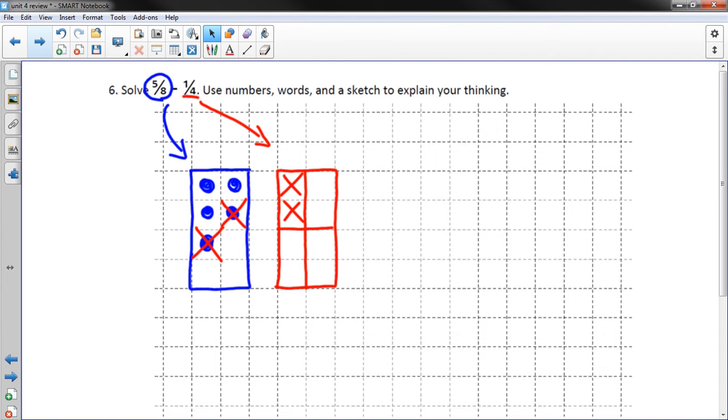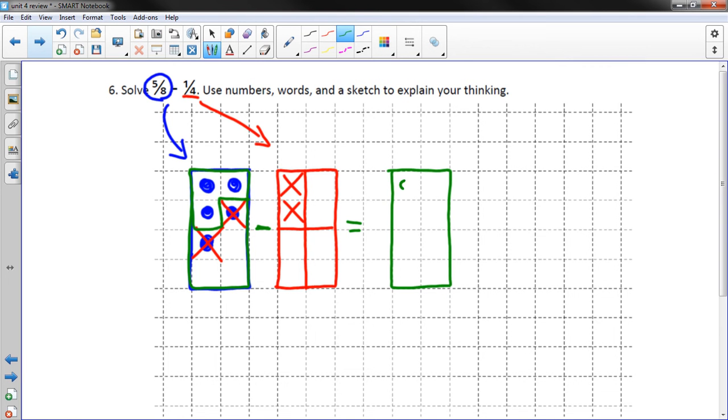And what's left over is my answer. So my answer is 3/8. So I'm going to do a subtraction problem here. So my answer is 3/8, because subtraction is taking something away.